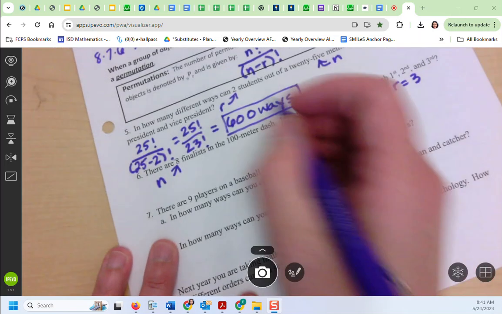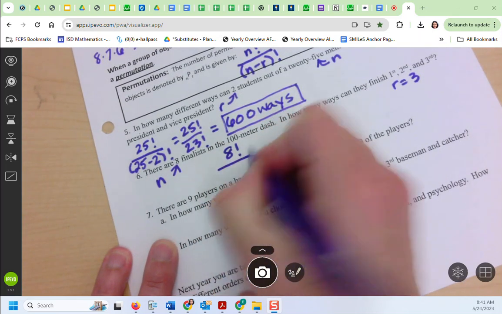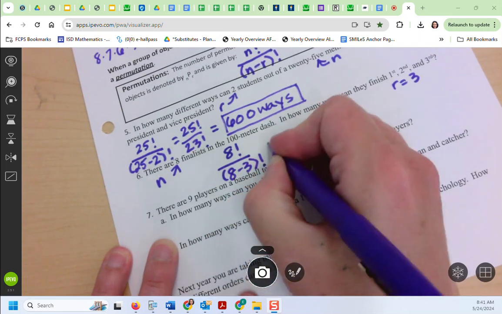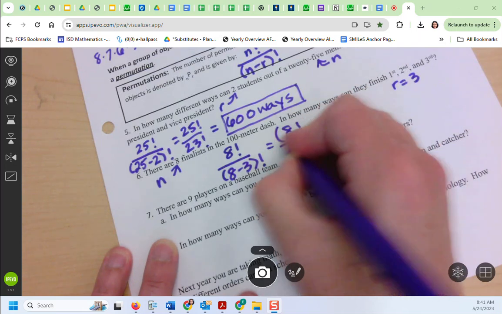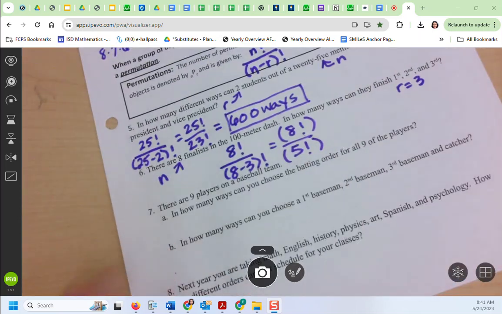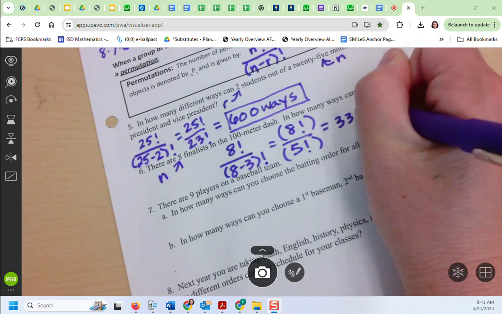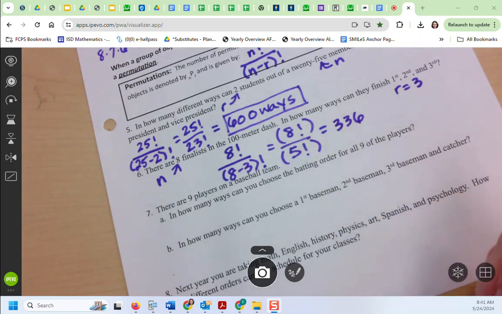All right, so we had 8 factorial over 8 minus 3 factorial. 8 factorial over 5 factorial. What did we get? 336, yeah. So if you didn't get 336, it's possible that you forgot some parentheses. That might have been it. I'm not sure.